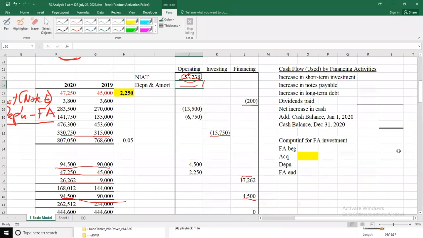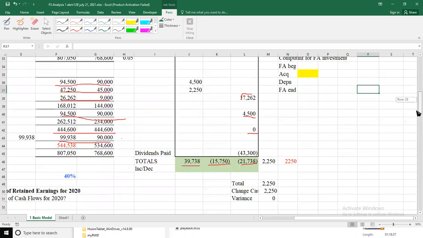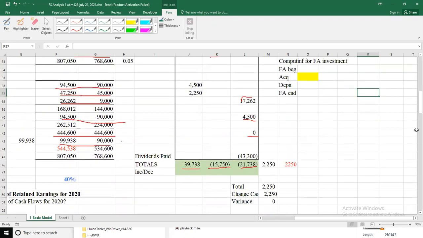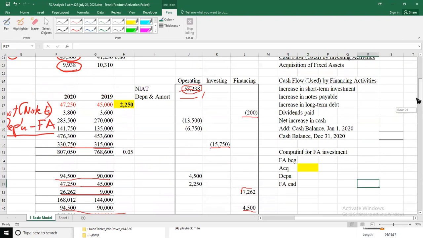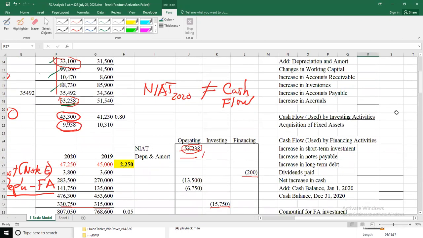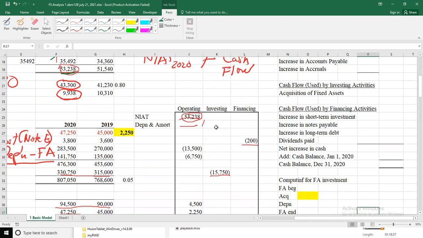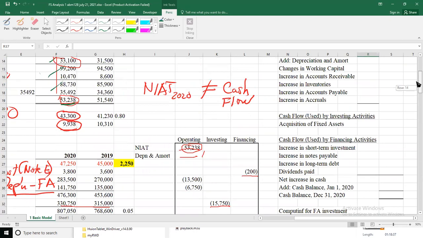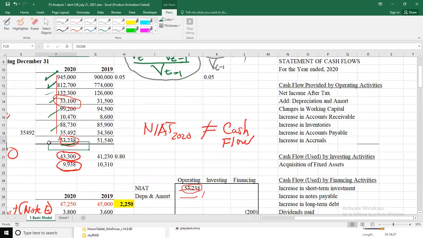Okay, so what did we do? We use this template. Sa exam nyo, ang suggestion ko, gawin nyo rin to para mas mabilis, at mas madali mag-correct dito kasi nakikita natin lahat side by side, magkakasama. So how do we do the statement of cash flows? We start first with this template: operating, investing, financing. And nagsisimula lagi tayo sa net income after tax. So we pick this up, 53,238.